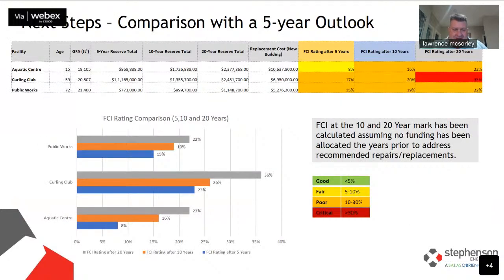So here's a comparison of a couple buildings with the 5-year, as I mentioned. The curling club is a good example where it's in the poor category, but if things start to get deferred out to the 20-year line, that's when it starts to go into the critical condition, whereas the other buildings stay in this area here. So these are the breakdowns of the 5, the 10, and the 20-year. The idea here is to spend as much of the money as you can within the 5-year cycles, and then not let things deteriorate too far. That is the concept here. The next slide.